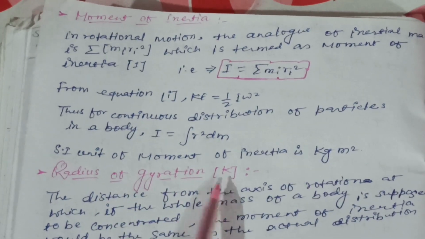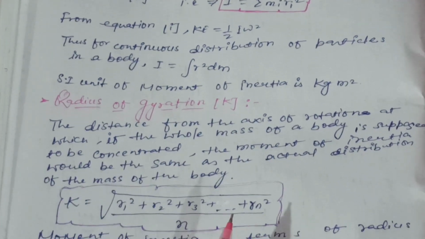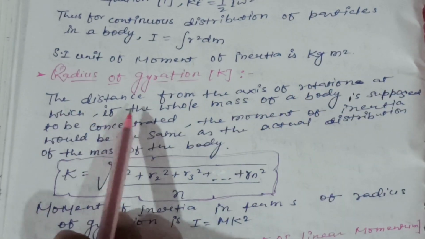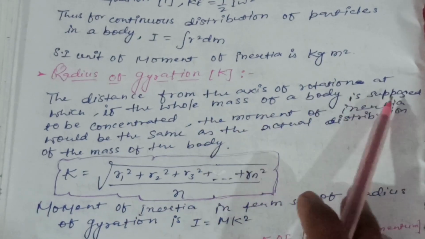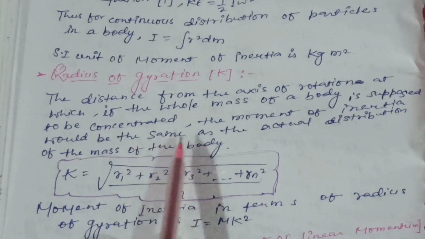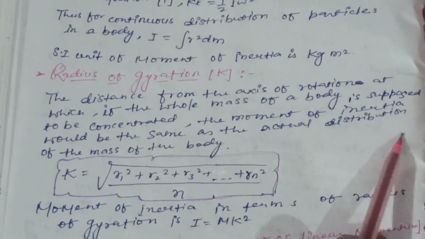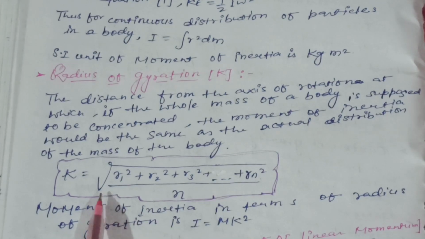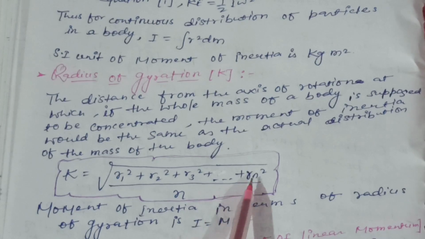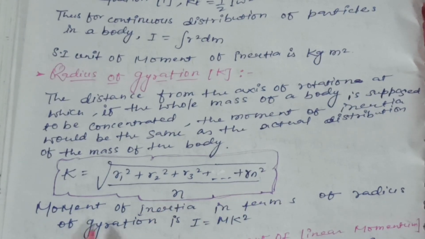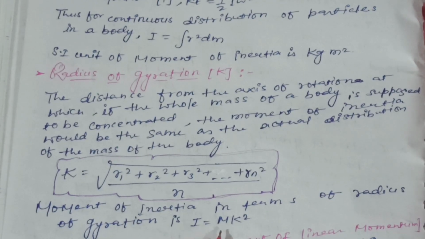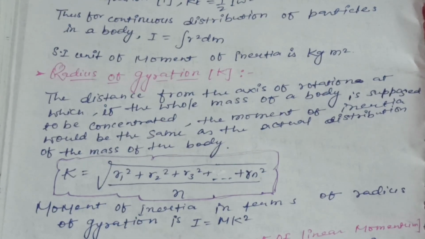Radius of gyration, k. The distance from the axis of rotation at which, if the whole mass of a body is supposed to be concentrated, the moment of inertia would be the same as the actual distribution of mass of the body. k is equal to square root of (r1 squared plus r2 squared plus r3 squared plus up to rn squared) upon n. Moment of inertia in terms of radius of gyration is I is equal to m k squared.